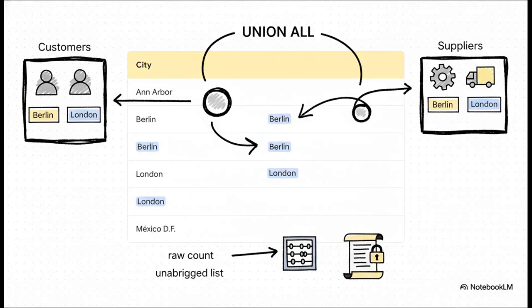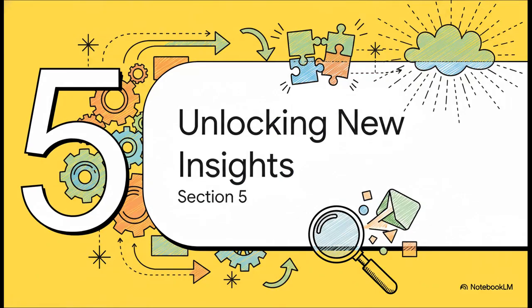And this is what that would look like. Let's say we have contacts in both Berlin and London in both of our tables. Well, union all will list every single one of them. You can see the duplicates right there in the result. This is exactly what you want when your goal is a raw count or a complete, unabridged list of every single entry. So we can modify our data and we can combine our data.